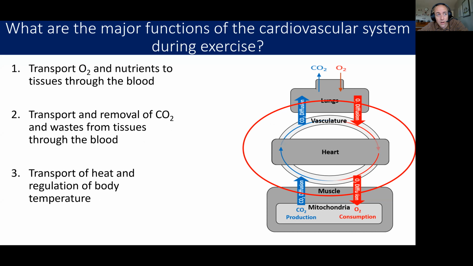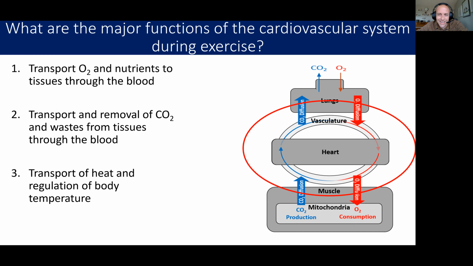So you get oxygen coming out of the lungs, going down to the muscle or the brain or whatever organ. The cardiovascular system is responsible for that. It also transports and removes wastes and other tissues. A clear example is CO2 is transferred. It's produced in the muscle and other places, and the cardiovascular system takes it from the muscle to the lungs where it can be exhaled.